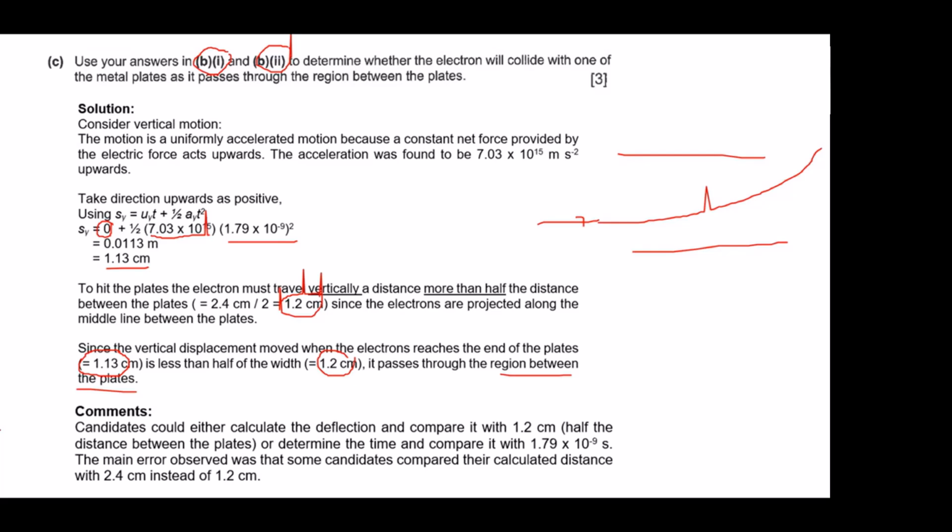Okay, so you can calculate, like in this case, we found Sy is 1.13 cm, or alternatively, you can find the time it takes to travel vertically. Just be careful, because it's the midpoint, instead of 1.2, some of them actually use 2.4 cm, right? So yeah, launch at the midpoint, you should be comparing against 1.2 cm.